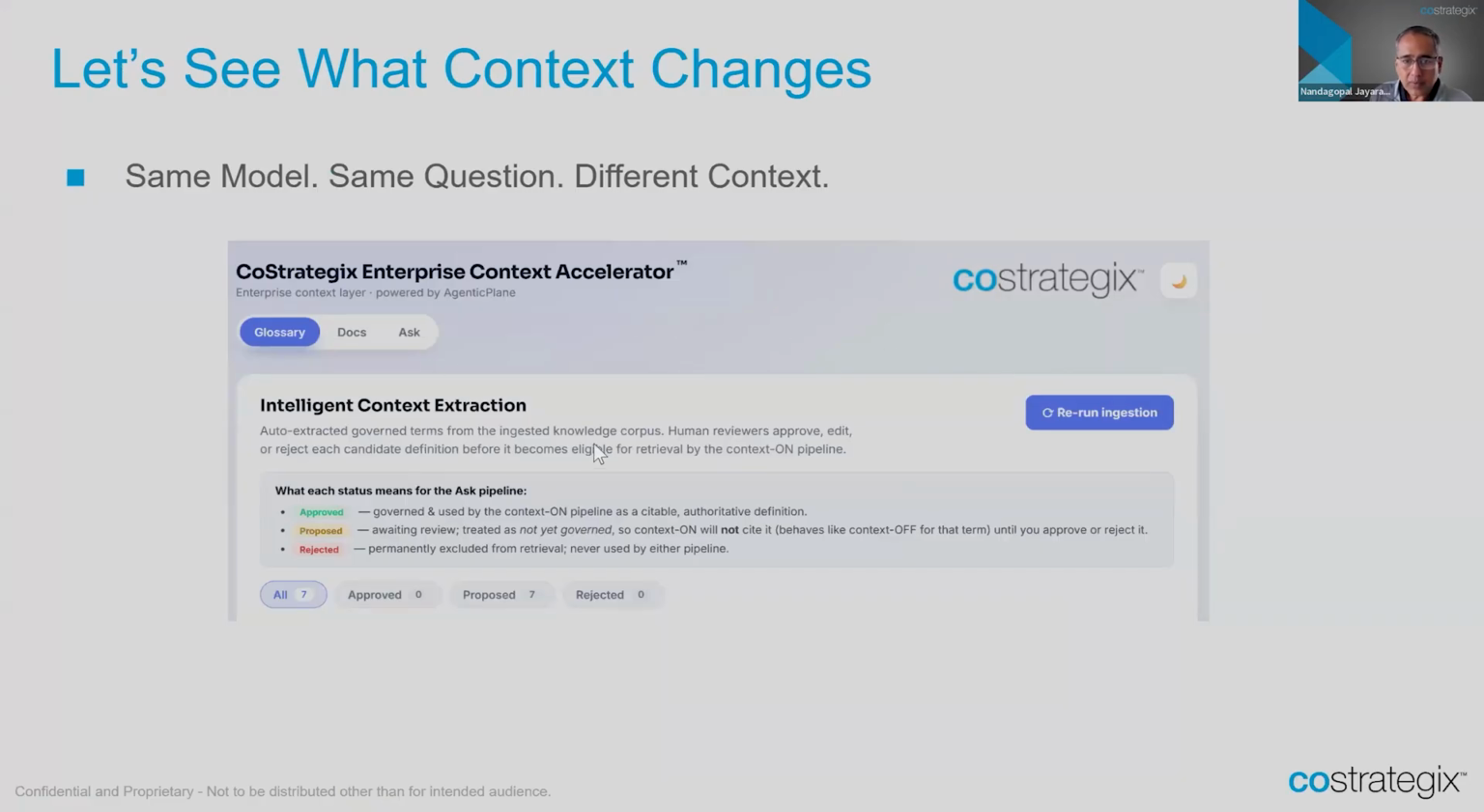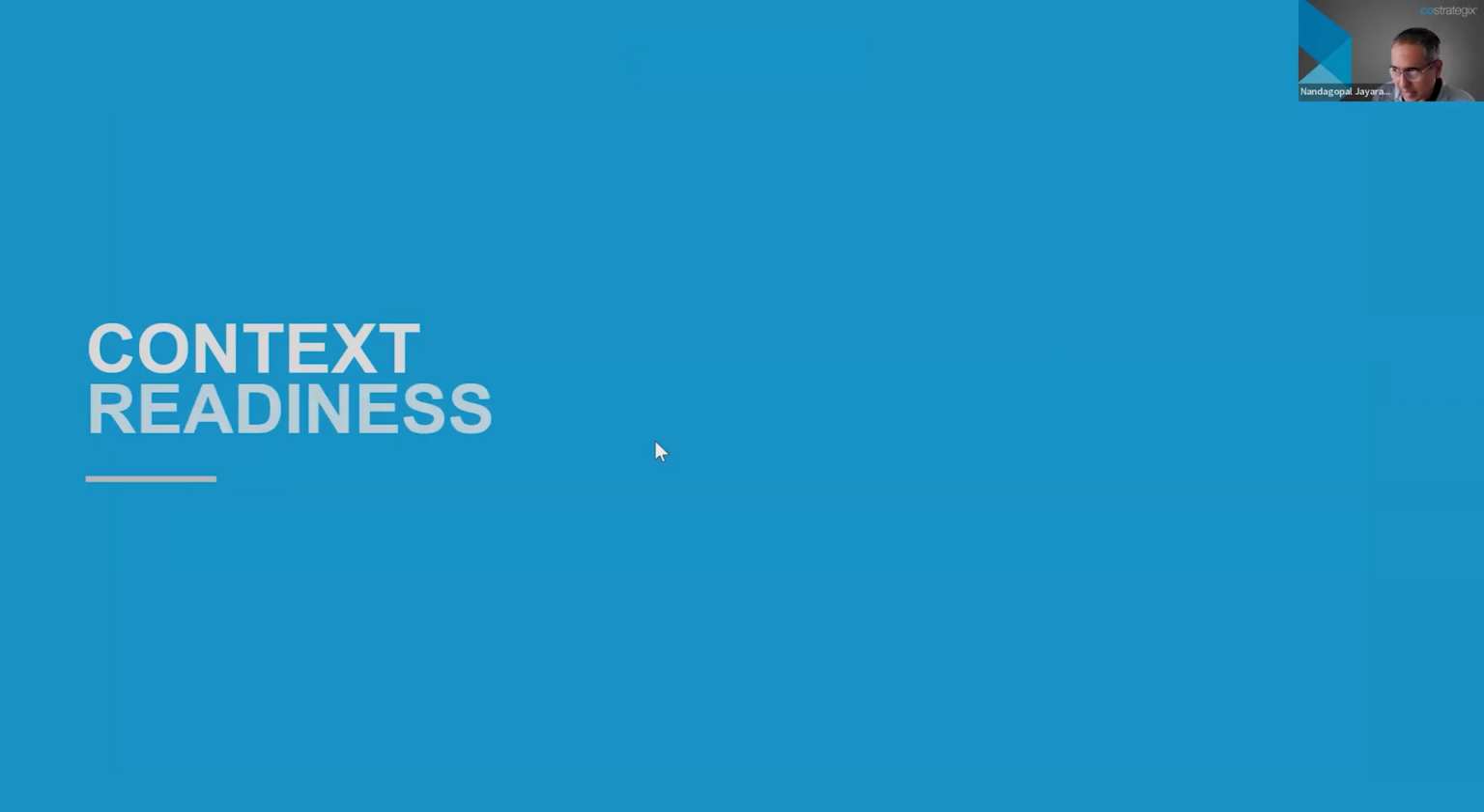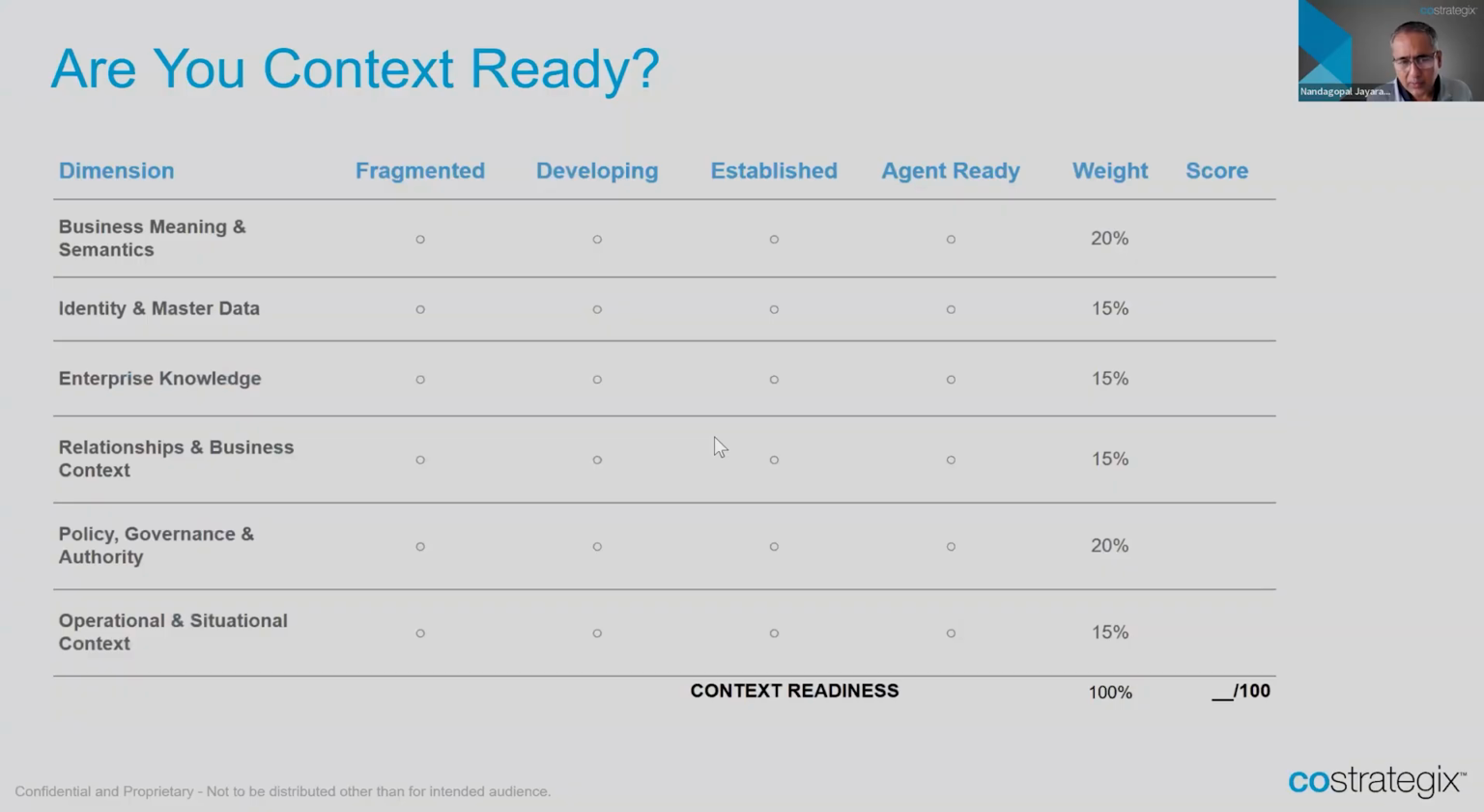So we talked about this. Context readiness, like, okay, I get it. I understand why it's important. I see what the components are. I see what the architecture might look like. What does readiness look like, right?